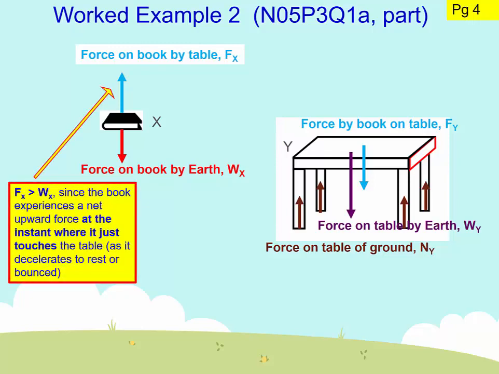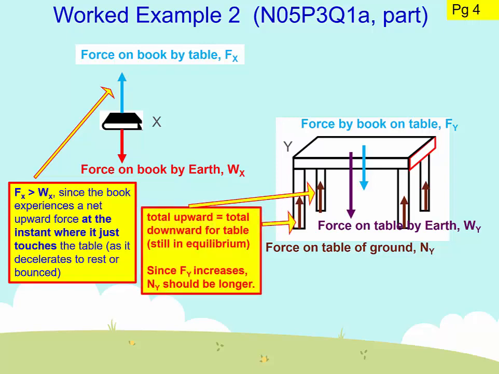So Fx must be greater than Wx because the book experiences a net upward force at the instant when it just touches the table. It decelerates to rest very quickly or it bounces, so there must be a greater upward force. As for the table, the total upward force and total downward force should still be the same because the table is in equilibrium and the table did not move.